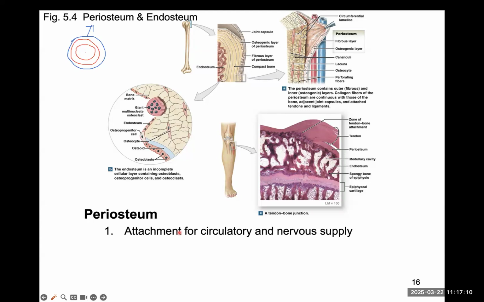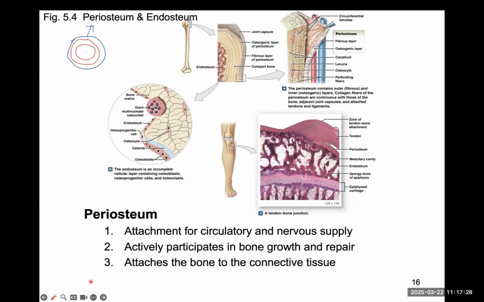And this is a place where your ligaments and your tendons are connected, and that's where the ends of long bones are fused into periosteum. And if you have a ligament like the ACL, or anterior cruciate ligament, it's going to be attached to the periosteum as well. So it actively participates in bone growth and repair, and attaches bone to the connective tissue.